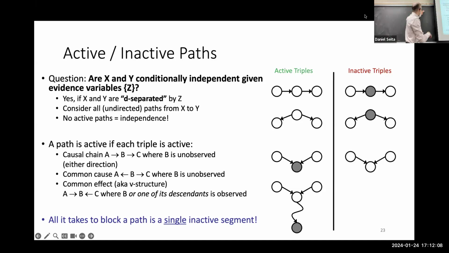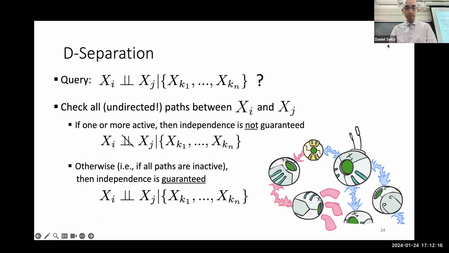So, we're gonna go through some examples. With D-separation, the question is, if you want to know whether Xi and Xj are guaranteed to be conditionally independent given some evidence variables, then check all the undirected paths between Xi and Xj. If there's any active path, it just has to be one, then the independence is not guaranteed. It might be true depending on how the numbers work out in your table, but it's not guaranteed. So the whole point is to see if this is a guarantee. If all paths are inactive, then your independence is guaranteed.